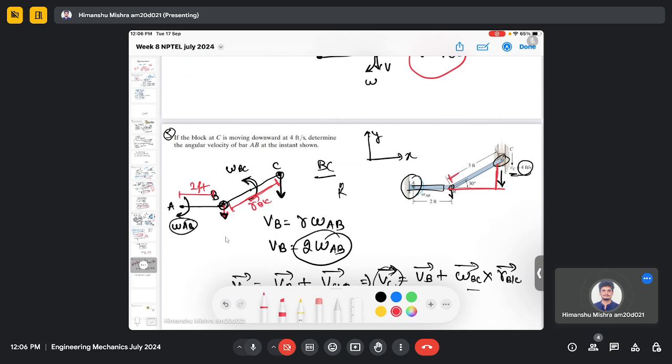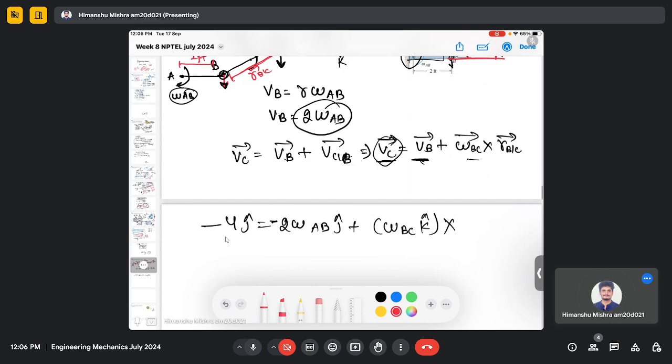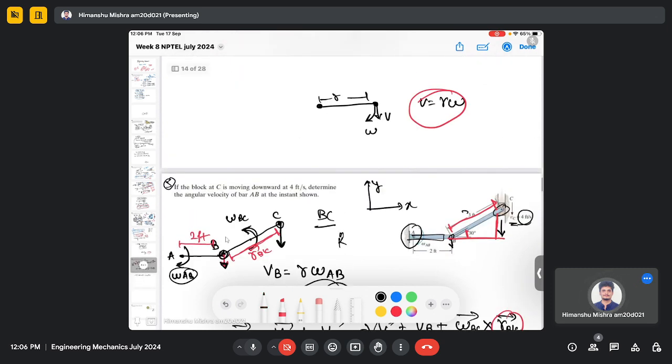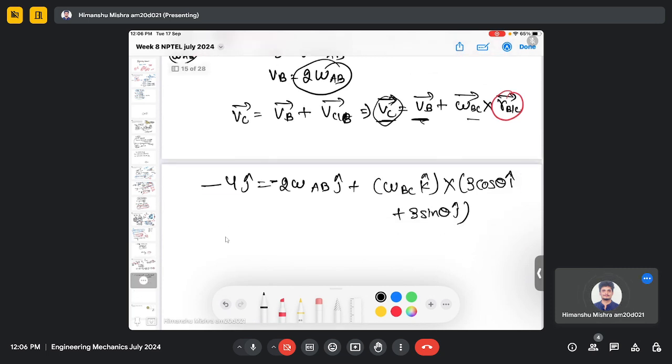So this is the displacement vector, and you are given the 30 degree angle, and the length is 3 feet here. So it is 3 cos theta in the x direction plus 3 sin theta in the j direction, right?